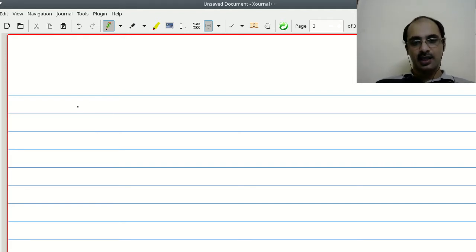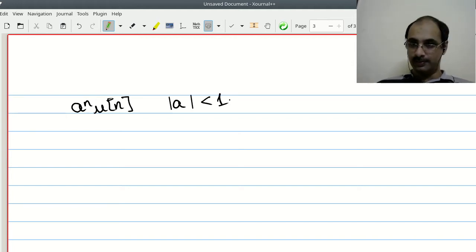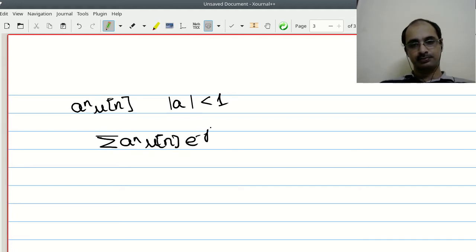Let's start with the simple exponential sequence. And I'm also telling you that a is a real or complex number, so that mod a is less than 1. Let's plug this into the formula. Okay, summation a power n u[n] e power minus j omega n.